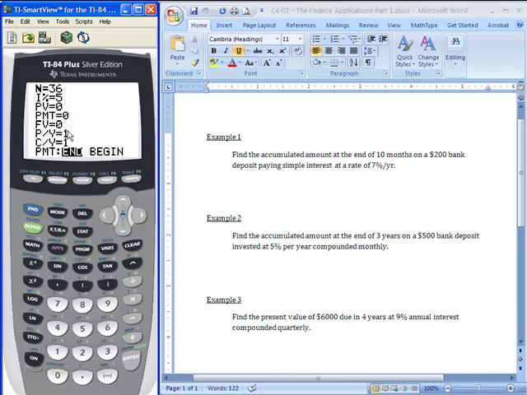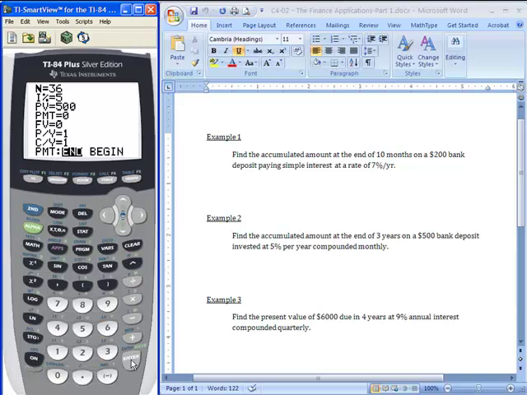Present always happens before future. All right, so we have $500. That's our present value, and we'll enter that. For right now, we're not going to worry about the PMT. That's a payment button, and we'll talk more about that in part 2 and 3 of the finance applications.